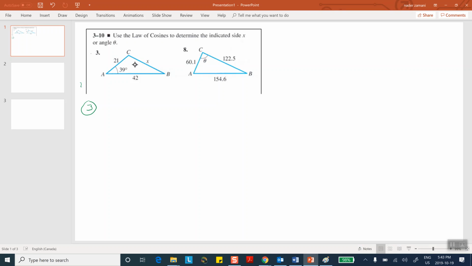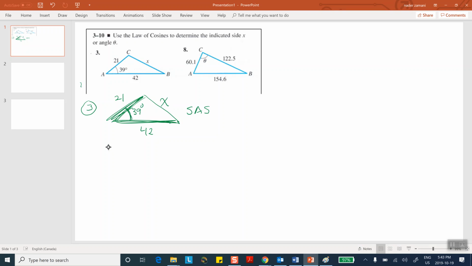Here's number 3. Obviously the plan is to find x, but because I have two sides, this side and that side specified, and the angle between them, this is what we call side angle side, and side angle side requires the law of cosines. So let's write down the law of cosines for this particular problem. We have 21 here and 42 there, and this angle is 39 degrees, and this is x.